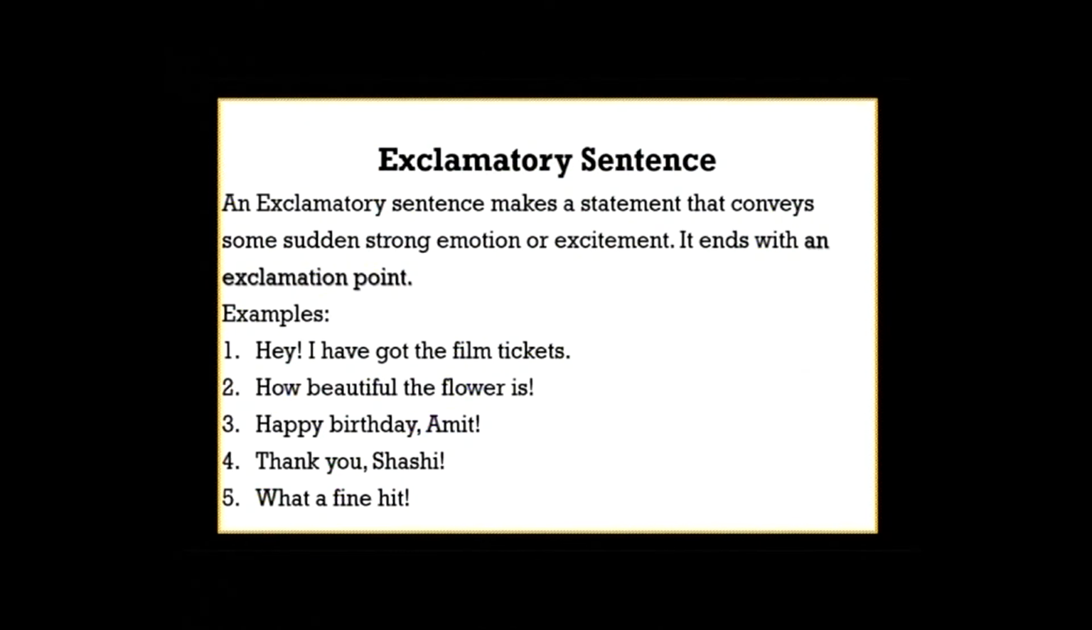An exclamatory sentence makes a statement that conveys some sudden strong emotion or excitement, and it ends with an exclamation point or mark. Sometimes we see a very beautiful flower, right? You go to a garden and there you see flowers blooming, and you suddenly say, "Oh, how beautiful the flower is. Wow, it is a beautiful flower." So these are the feelings that suddenly come out of your emotions. So these are exclamatory sentences.